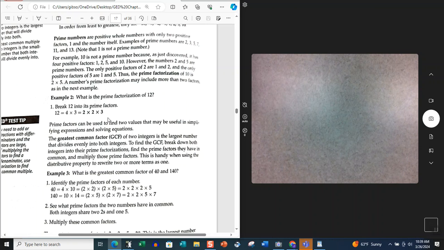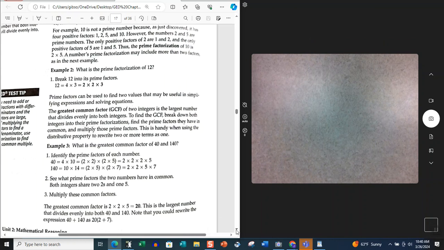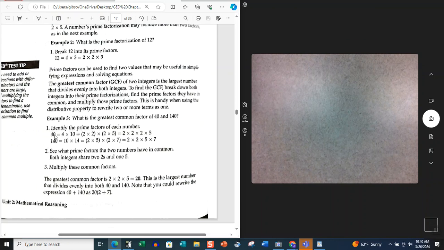It says, what is the greatest common factor of 40 and 140? So basically, you would break these down to their prime factorizations. Like here, we broke 40 down to 4 and 10. Both of these are not prime numbers, but 4 can be broken down to 2 and 2, and 10 can be broken down to 2 and 5. And so we write 2 times 2 times 2 times 5. Now, one other important thing about prime factorization is once you find the prime factors, if you multiply all the prime factors together, it should give you the original number. 2 times 2 is 4, times 2 is 8, times 5 is 40. So it still should give you the original number.